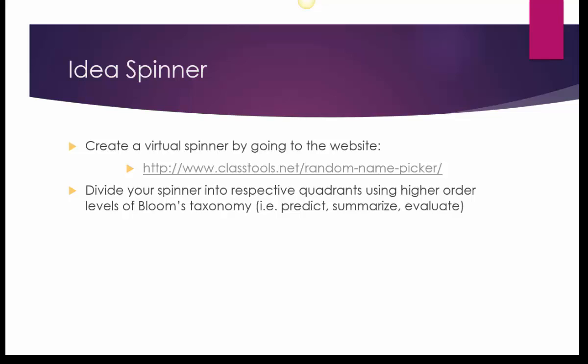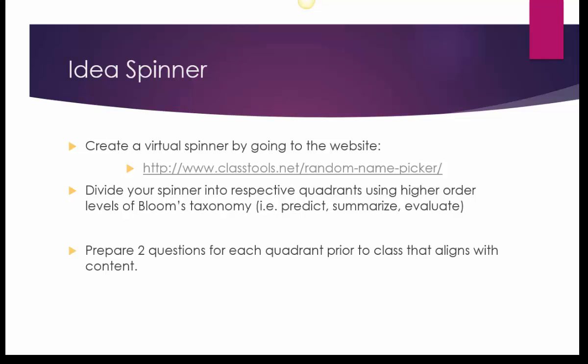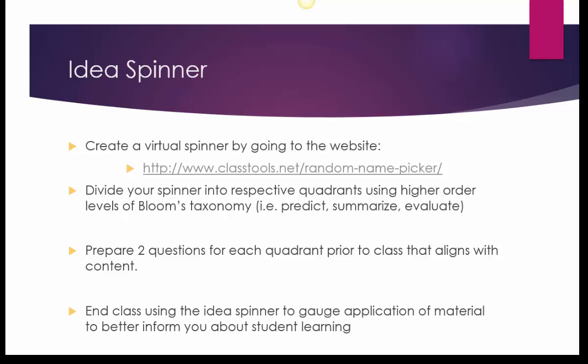After you've divided your spinner into respective quadrants, you should come to class prepared with 2 questions for each quadrant that align with the content that you're teaching for the day. Then, at the end of class, use the Idea Spinner to gauge the application of material to better inform you about student learning. So let's try the Idea Spinner right now.